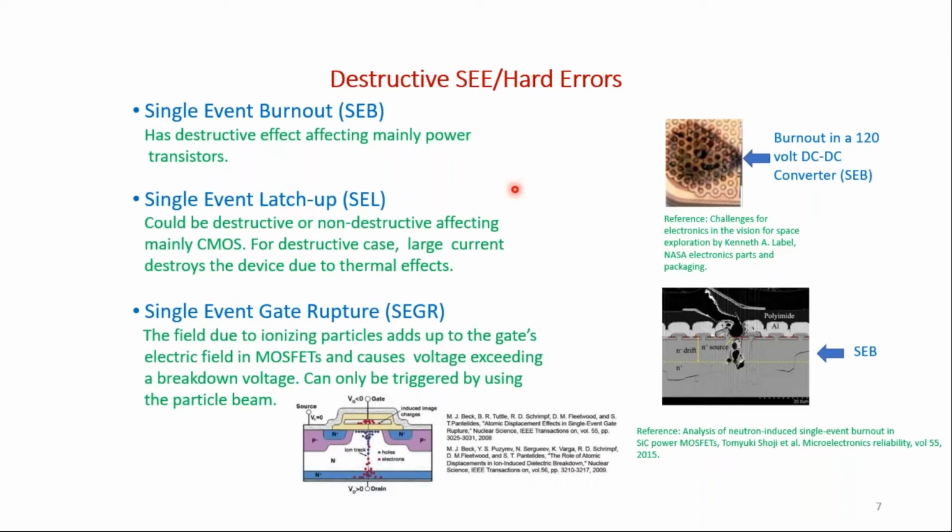And then the last one, single event gate rupture. It happens in MOSFETs, and this is when the gate area basically is shorted out due to strike of the particle, and basically there's a large current that flows between the source and the drain, and that would burn and destroy the circuit. Now, it's interesting to note that this is the only single event effect that cannot be produced with the visible and near IR lasers, the type of lasers that we use for SEE. And I need to explain why that is. So you can only produce this with the particles, but not with the visible near IR lasers.